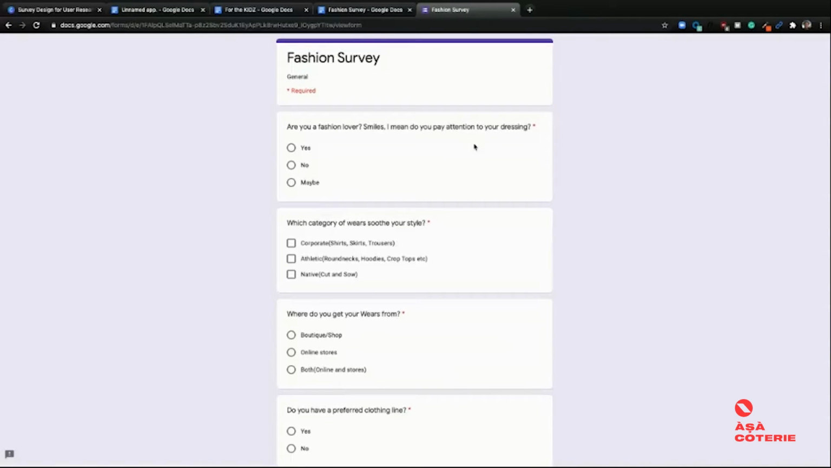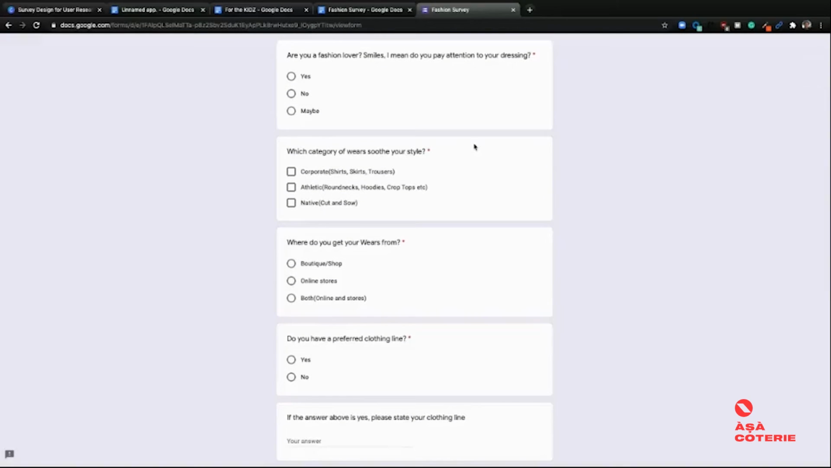What categories of clothes, what categories of wear suit your style? I guess it's good information to know, but how does this help understand things? Okay, so if more people choose corporate, how does that inform product decision? It doesn't help you understand how Africans shop. This survey helps you understand what they shop for, but not how they shop, right?